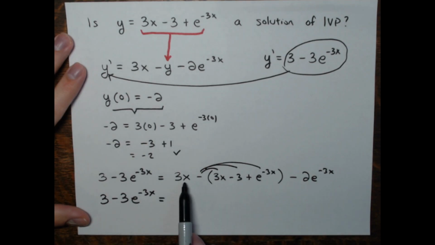Now the right side, you'd have 3x minus 3x. So those are gone. Then you got minus negative 3, that's positive 3. And then negative e to the negative 3x. But then you'd have negative e to the negative 3x, and then minus 2 more of e to the negative 3x. That'd be minus 3 e to the negative 3x. And look, the expressions on both sides are the same.